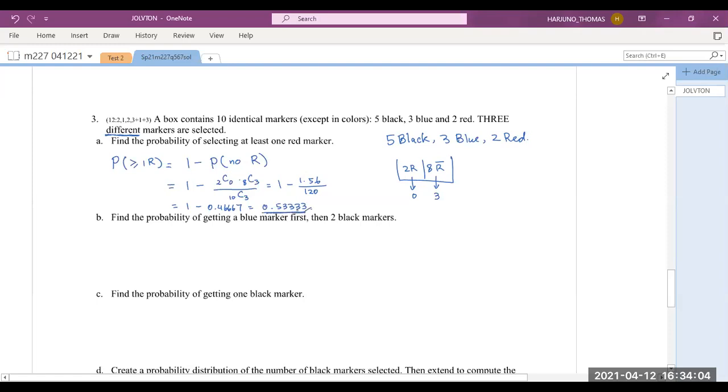Now, since I didn't say whether the solution is supposed to be in decimal or fraction, you can just leave it in fraction if you want. So this is 1 minus 56 over 120. This is 120 minus 56 over 120. That will be 64 over 120, I believe. I can reduce by 8, I believe. 8 over 15.